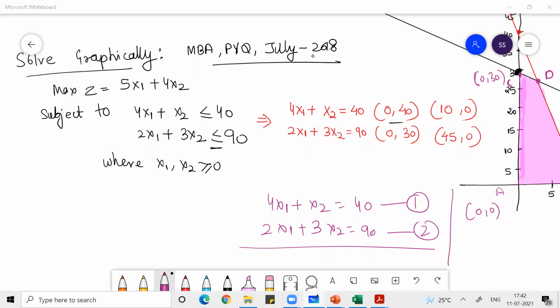One minute. Pavitra is saying something. What's the equation, Pavitra? 4x1 plus x2 is 40. Pavitra, it is a plus sign. 4x1 plus x2, then 2x1 plus 3x2 is 90. Why are you doing 90 divided by 3, Pavitra? It is not the same variable. They are two different variables. Sir, then now it's coming 0, 30 and 45, 0. How is it coming?